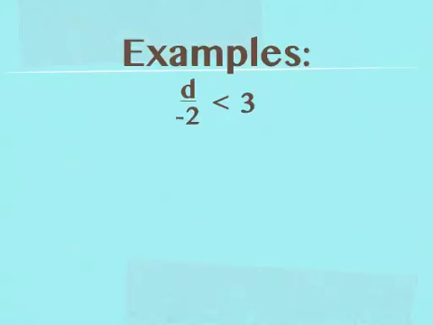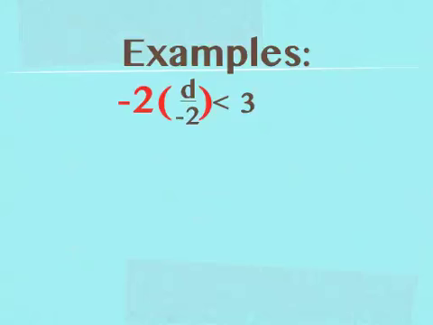The next example, we have d divided by negative 2 is less than 3. When you are dividing d by a negative 2, the inverse or the opposite of that would be multiplying by a negative 2.